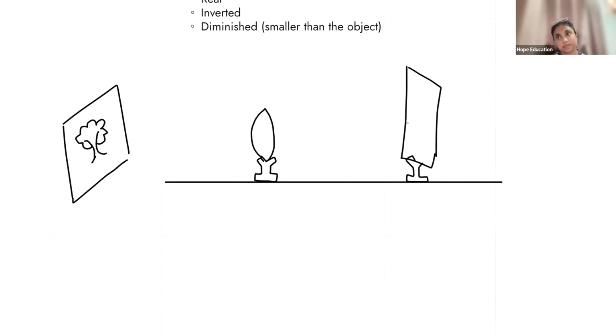It's small and it's inverted. It's smaller and it's also inverted, but you can get it onto a white color screen. That means it's a real image, right? So this is the object which we assume to be at infinity.